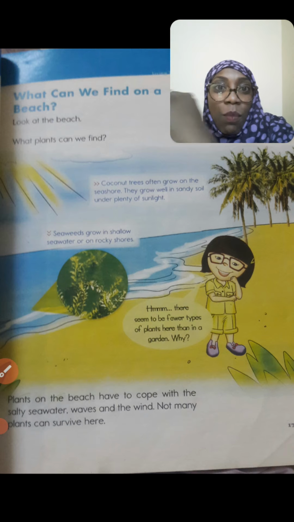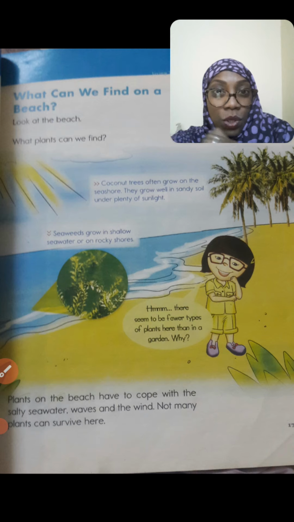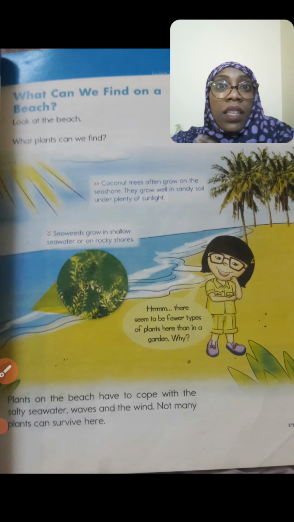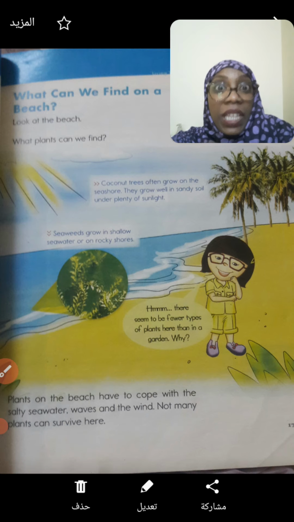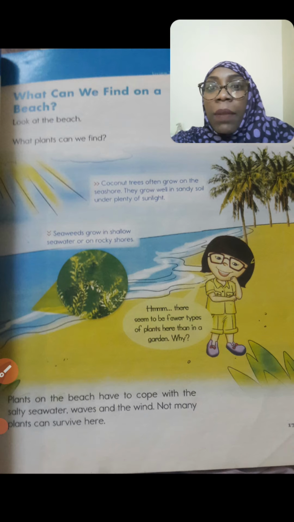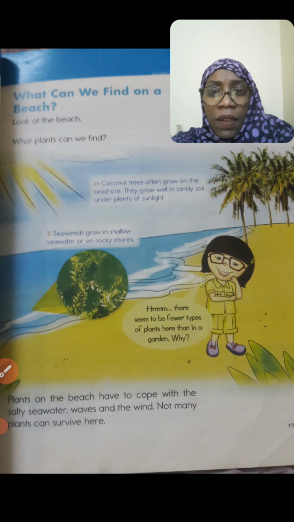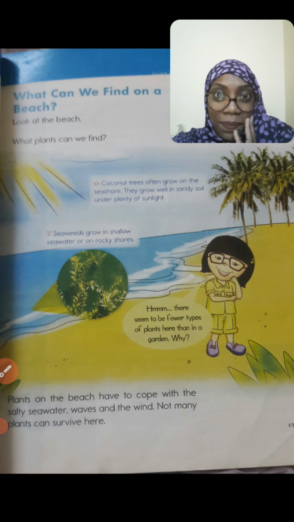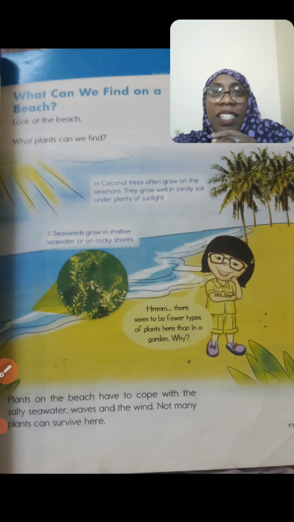Waves, the movement of the what? Of the water. And wind. Wind is a what? A moving air or a speedy air. Not many plants can survive. Do you remember what survive means? To not die.